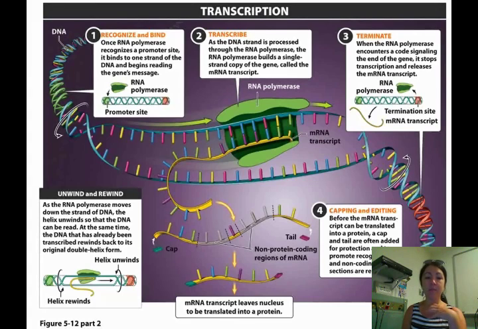And then, as you can see in the middle, the mRNA, as it detaches from the DNA, is going to have what's called a cap and what's called a tail. The cap is the mRNA that's looking for this complementary code. It starts from there. And then the tail is the non-protein coding regions of mRNA. So, capping and editing: before the mRNA transcript can be translated into a protein, a cap and a tail are often added for protection and to promote recognition, and non-coding sections are removed.